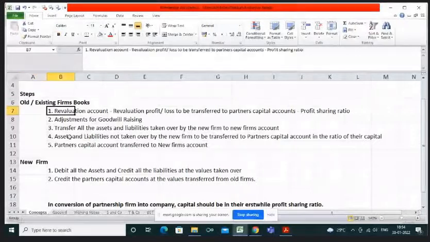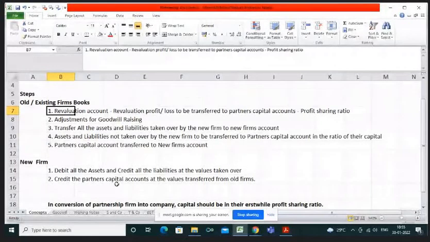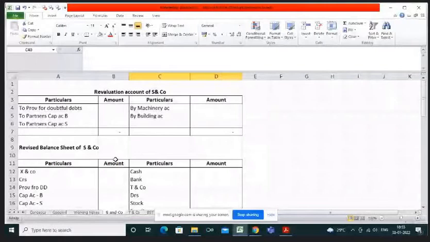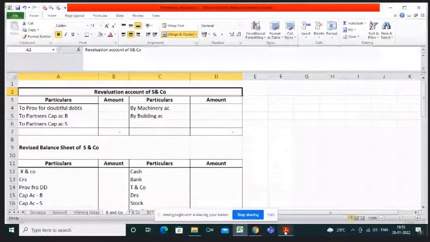So what should be the first step? I have to start with the old firm's books, and I have to start with the revaluation account. So let me put the name, revaluation account of S&Co, debit and credit, particulars and amount. Now I have to see, in the case of S&Co, what are the various revaluations that have been agreed?